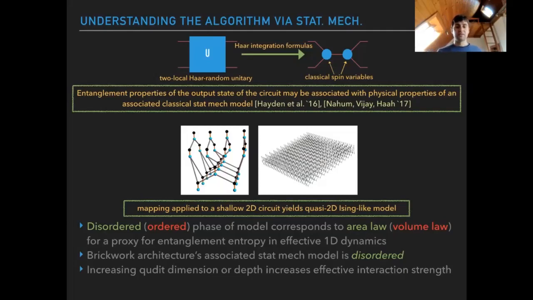Also, finally, if one increases the qubit dimension or increases the depth of the original quantum circuit, this corresponds to an increase in the effective interaction strength in the associated stat-mech model. So if you're in a disordered phase, that will push the stat-mech model closer to an ordered phase. And eventually we expect a phase transition in the stat-mech model when the local dimension or the depth becomes sufficiently large, which in turn corresponds to a phase transition for these entropic quantities in the effective 1D dynamics.